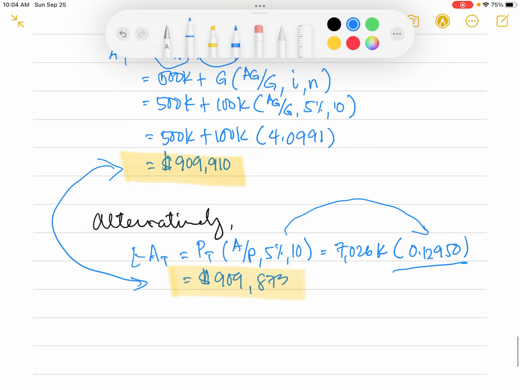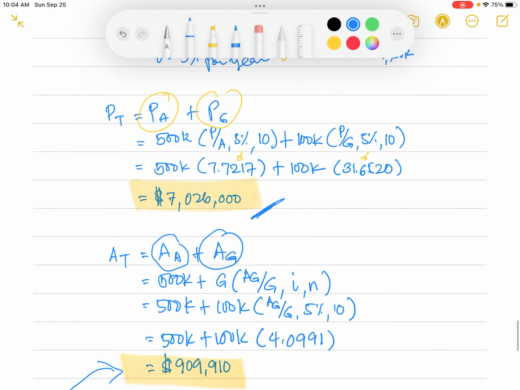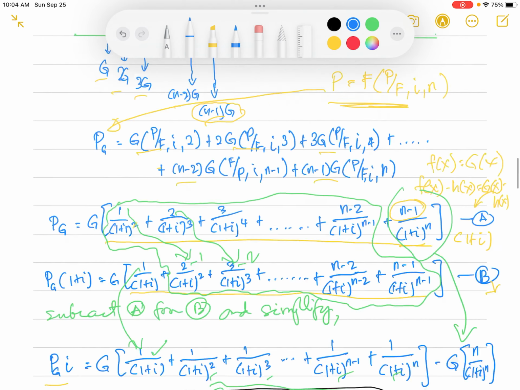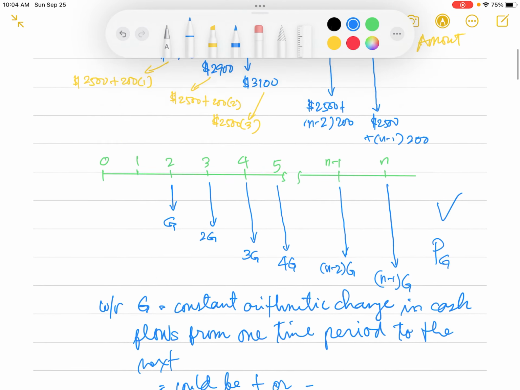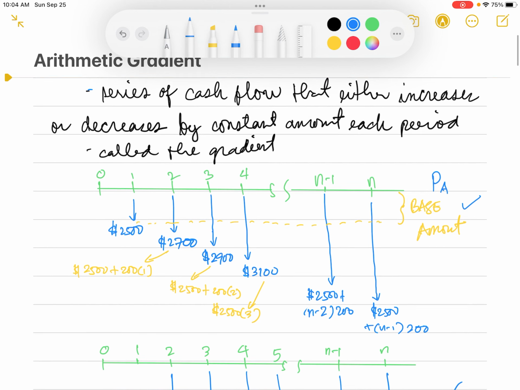So this wraps up our discussion on the arithmetic gradient. I'll give you your assignment separately, and next lesson we're going to discuss the geometric gradient for cash flow. I'll see you again next time.